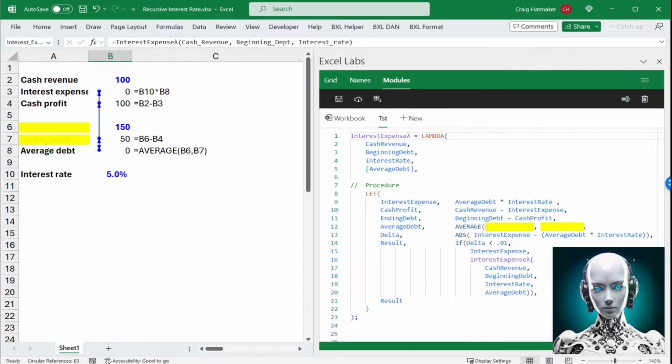With ending debt and beginning debt, we calculate average debt. Using the newly computed average debt, we calculate the delta between interest expense and average debt times interest rate. If the delta is less than 0.01, our calculation is correct and we return the interest expense. If not, we repeat the entire process with a newly calculated average debt. Let's see if it works.